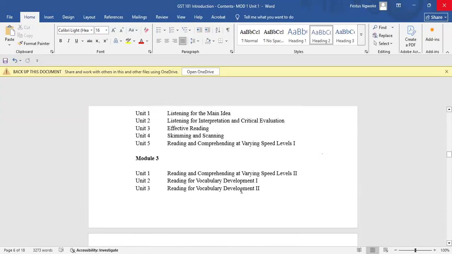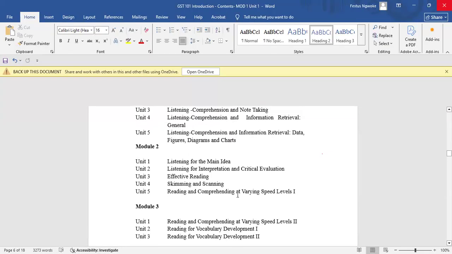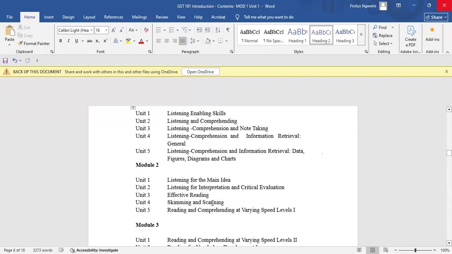We have 4 modules, as most people call it. We have already talked of the first one, even though not in detail, but it is good we draw attention to this. The second module has 5 units. Unit 1, listening for main idea. That will lead us to the discovery of main ideas in sentences. It will really help us.